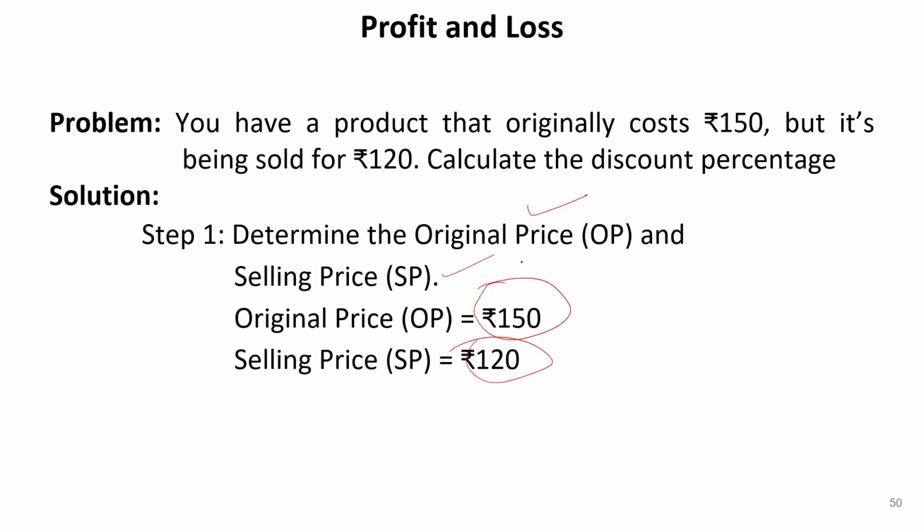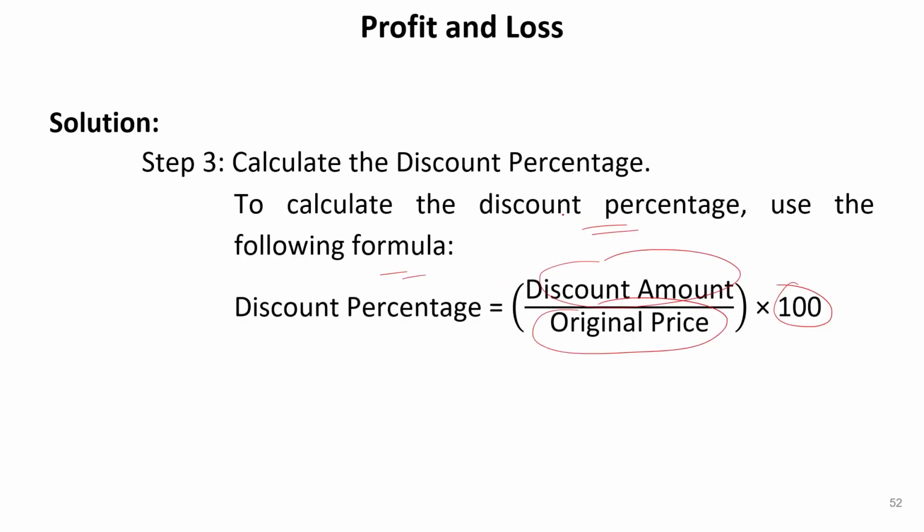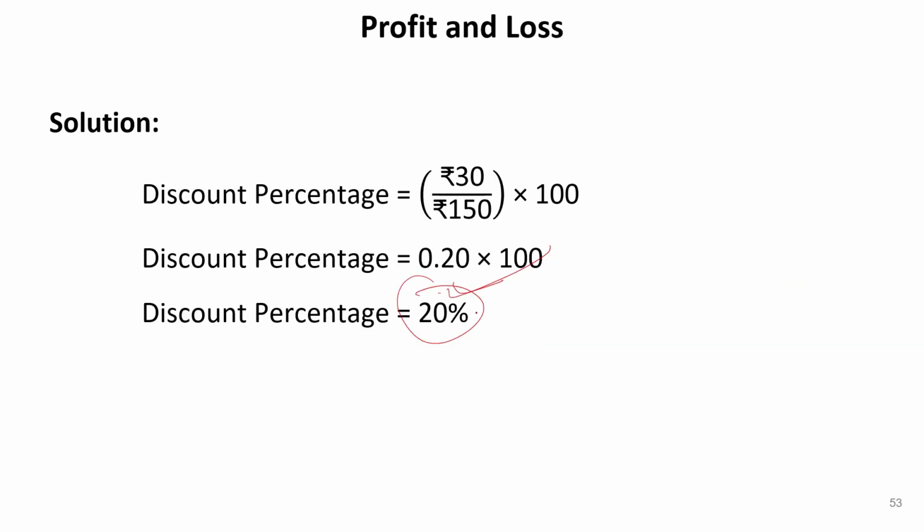We have calculated the loss percentage, but here it was not actually the cost price, it was the selling price, and this is the discounted selling price. So we can assume that here the loss is actually the discount. So it will be 20%. 20% will be the correct answer.